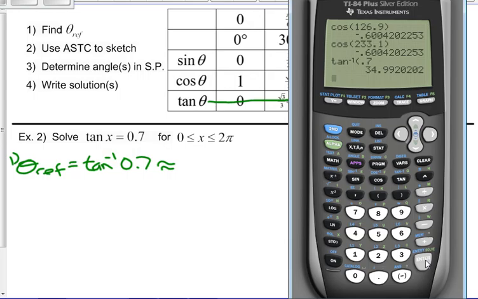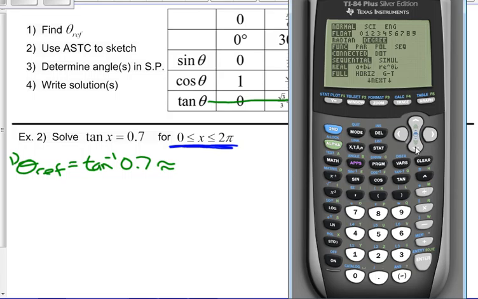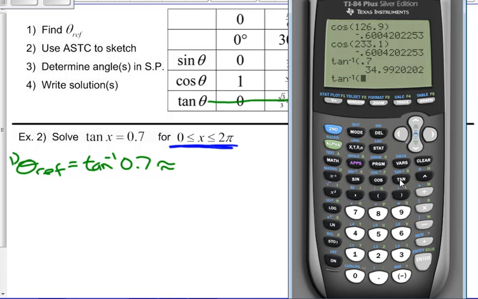Oh, but we should have been paying attention here. This is in radians. So let me change my calculator so that it's in radian mode. We'll try that again. Inverse tan of 0.7. In radians, that's 0.611. Okay. If we had been doing it in degrees, it would have been about 35 degrees.